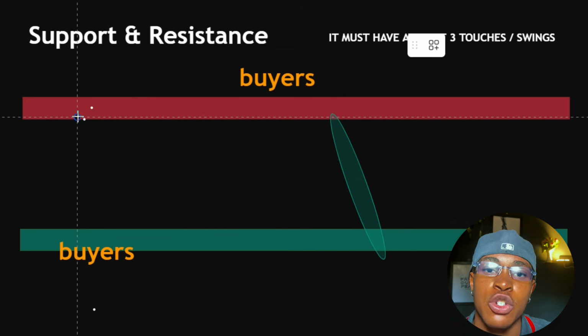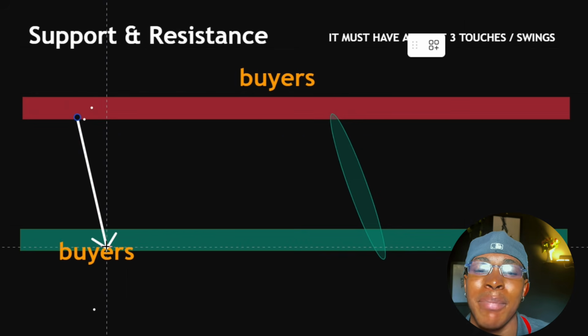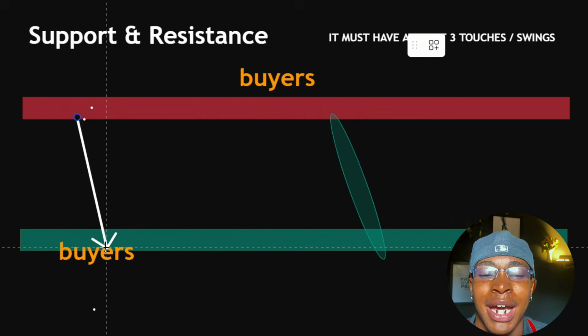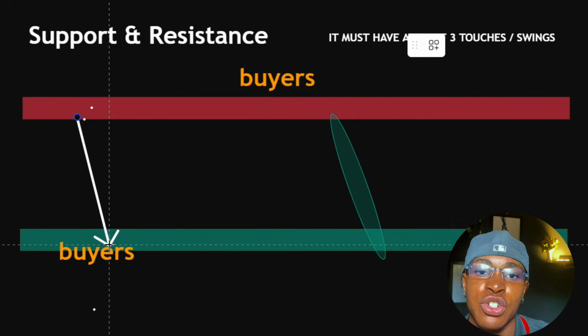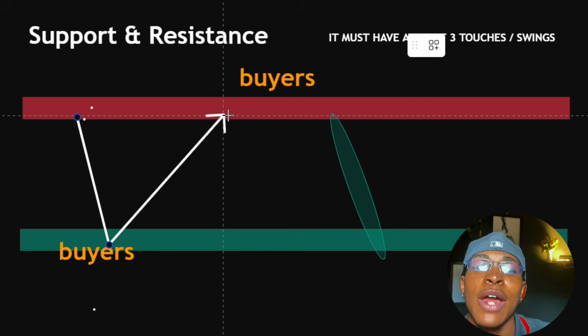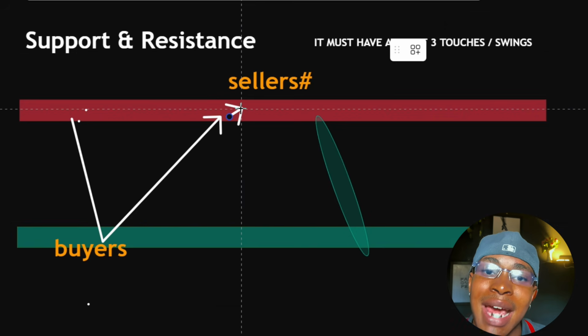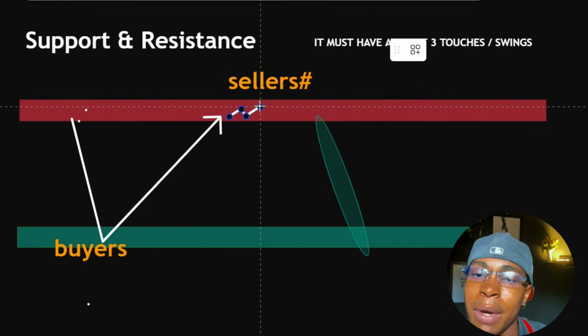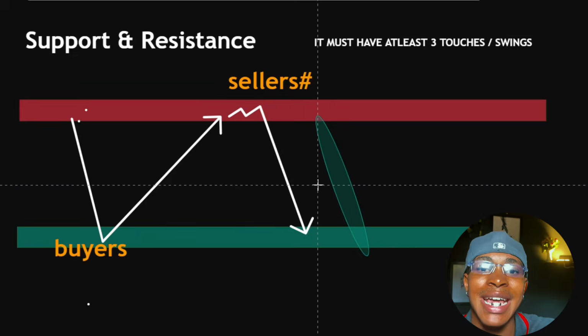Support is an area whereby buyers are waiting in the market. So when price comes down to support, buyers step in and push the market up. So they start entering buy trades at a support level, also known as the floor. And when price reaches resistance, sellers step in and push the market down. So these are big banks and big institutions waiting at these levels.